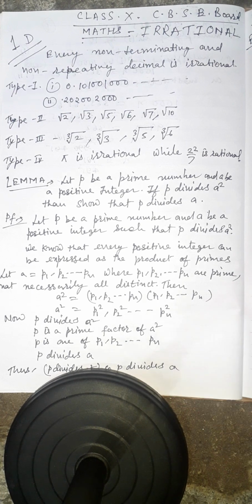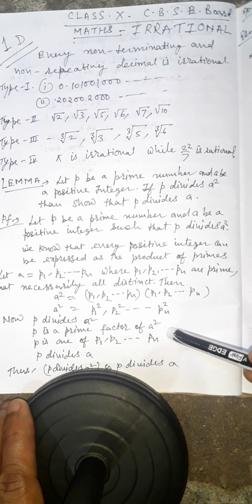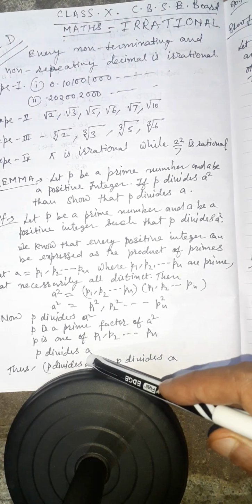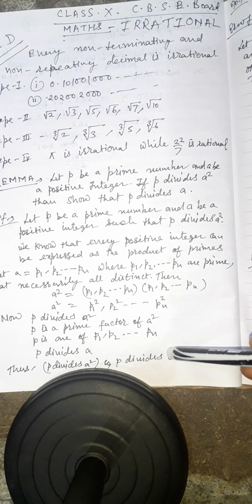Now P divides A square. P is a prime factor of A square. P is one of the P1 to Pn. So P divides A. Thus, P divides A square also implies P divides A.